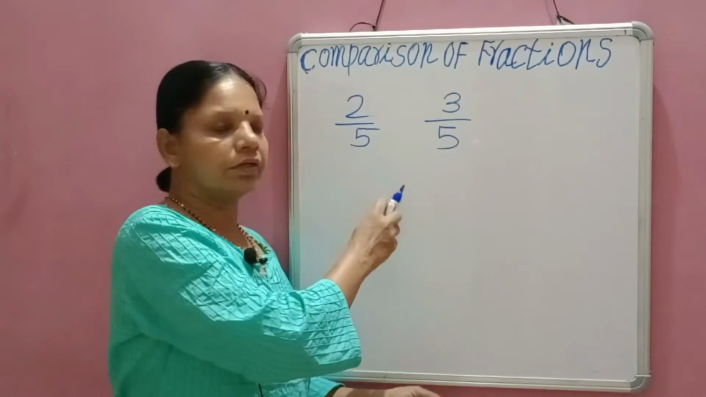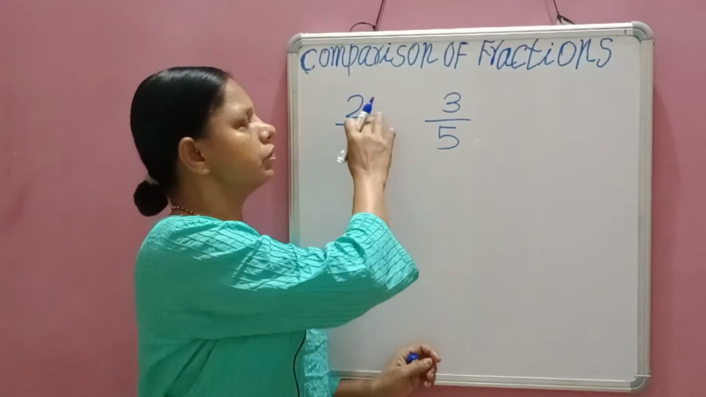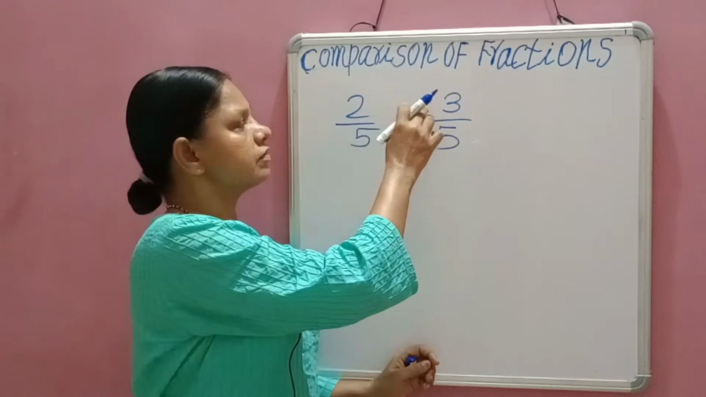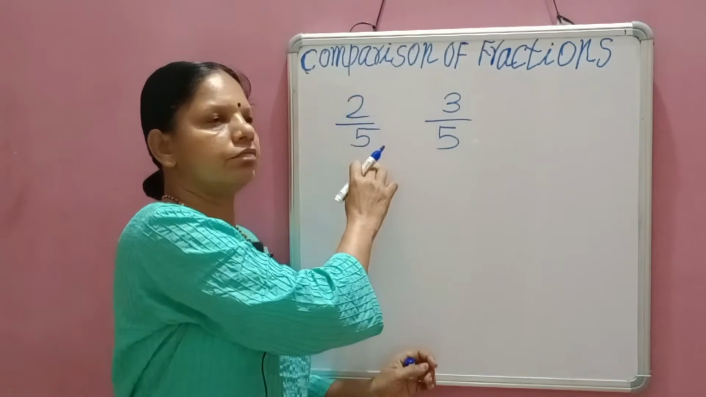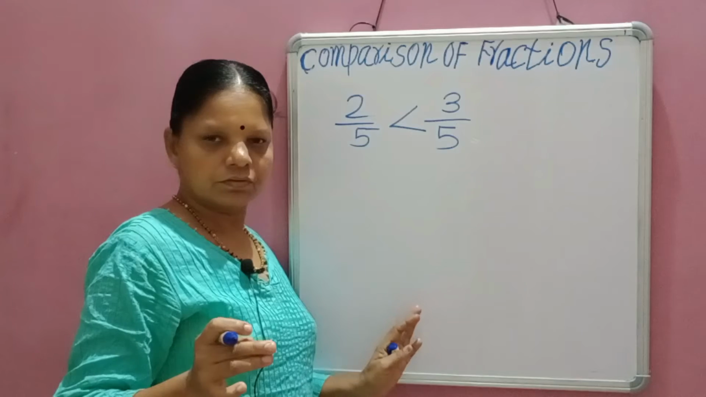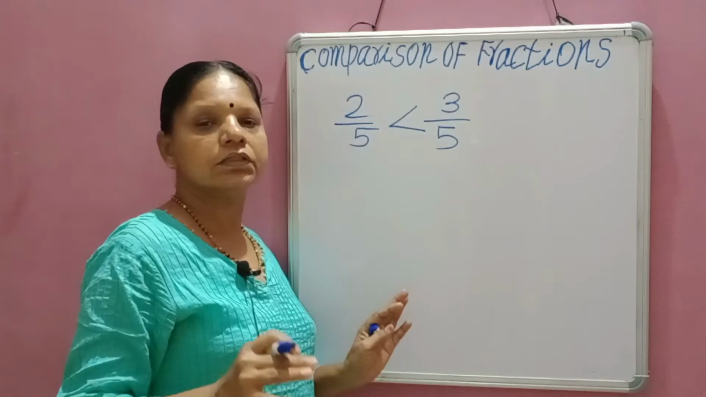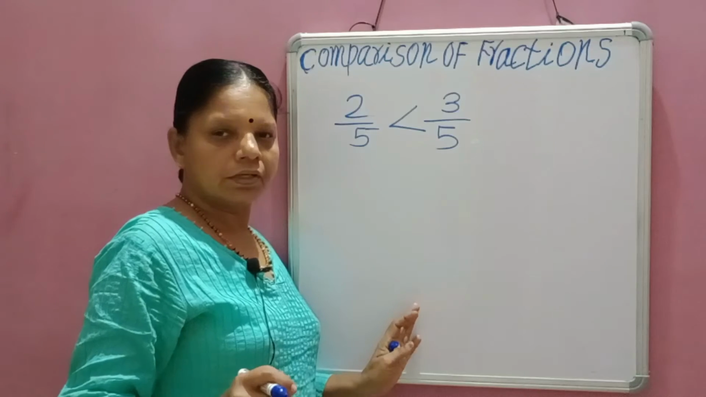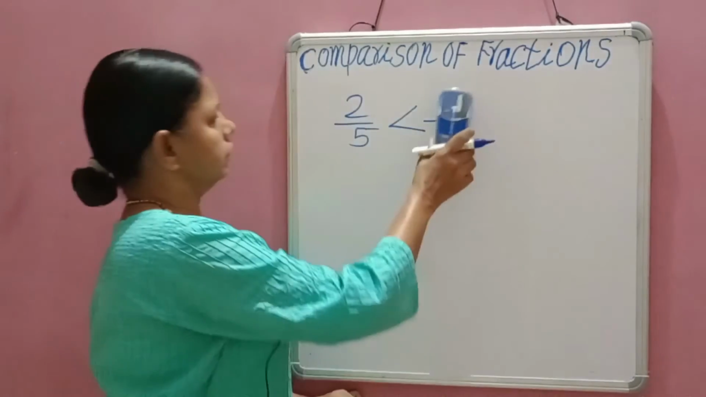So here, when the denominators are same, you only have to compare the numerators. So here we know that 2 is less than 3. Therefore, 2 upon 5 is less than 3 upon 5. So very easy. You need not bother about the denominator when the denominators are same. Clear? Only you have to compare the numerators.